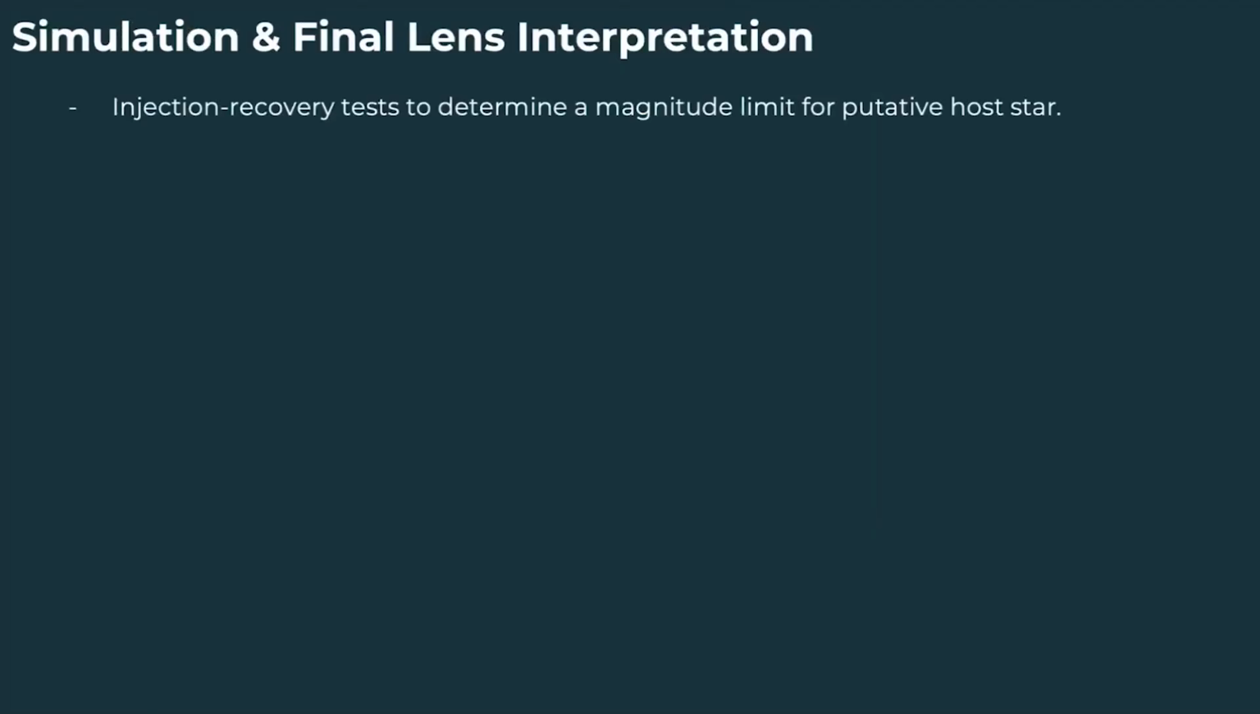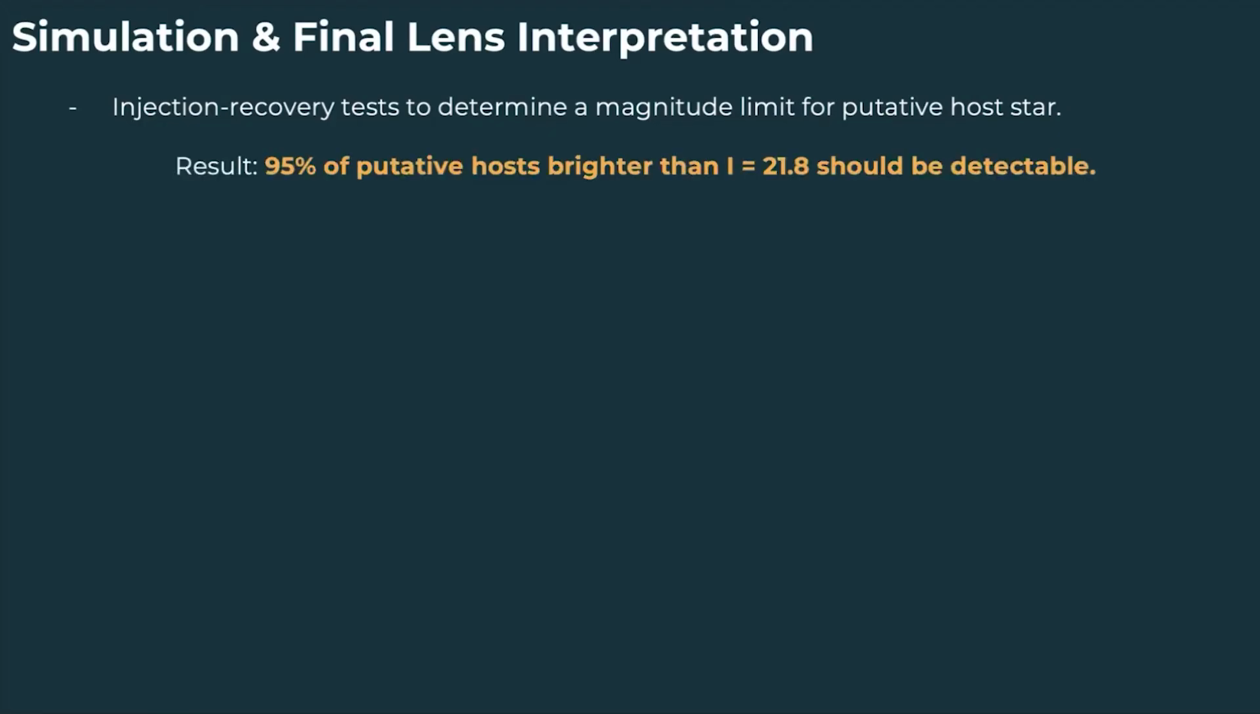Okay, I think this is my last slide. So some details on simulations that were done by Mateos and Shemek. Some injection and recovery tests were performed. So this is planting a fake star at different magnitudes and getting a magnitude limit for a possible host star if there is one, if it's a bound planet instead of an FFP. The quick result is that 95% of possible hosts brighter than an I mag of 21.8 should be detectable.